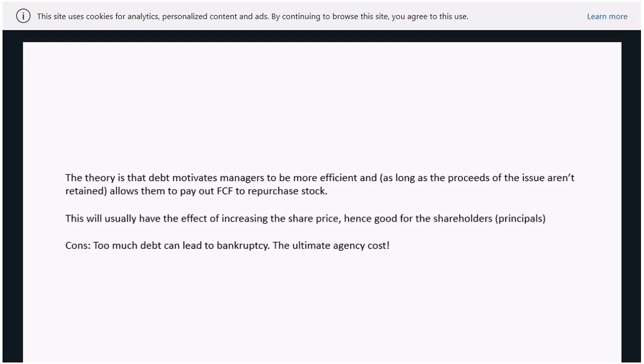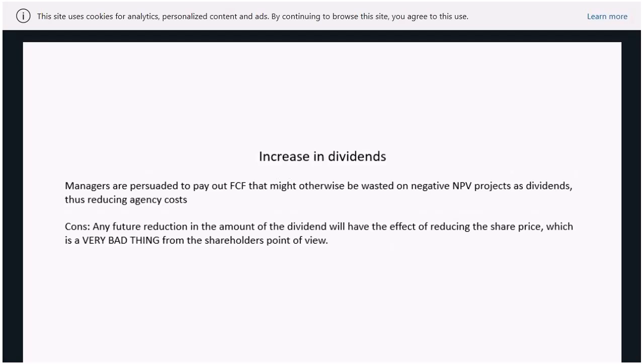Okay, that's great. So that's the increase in dividends. That's fairly straightforward, isn't it? If the principals can persuade the directors or the managers to pay out free cash flow that might otherwise be wasted on negative NPV projects as dividends, then obviously the shareholder's going to be happy because they've got money in their bank.